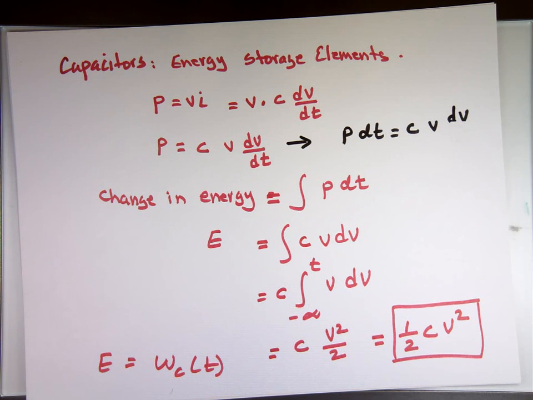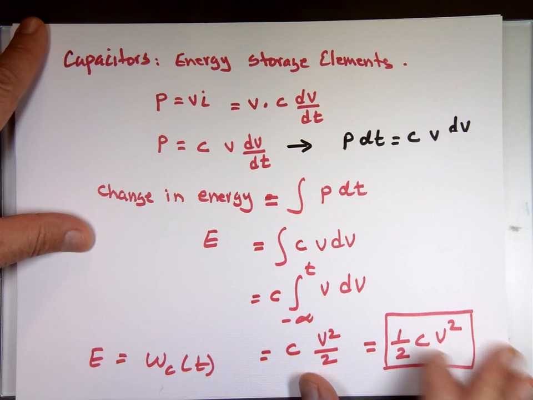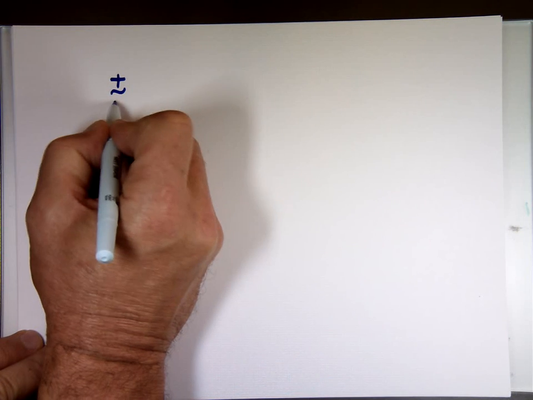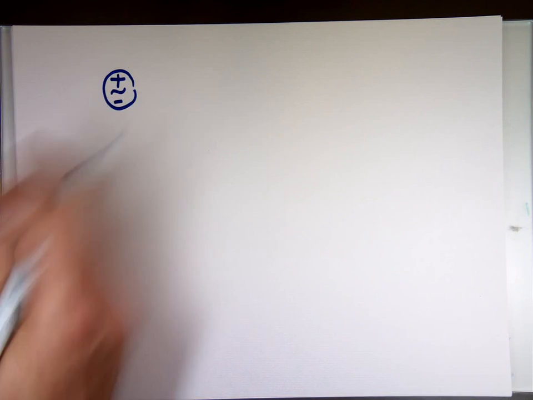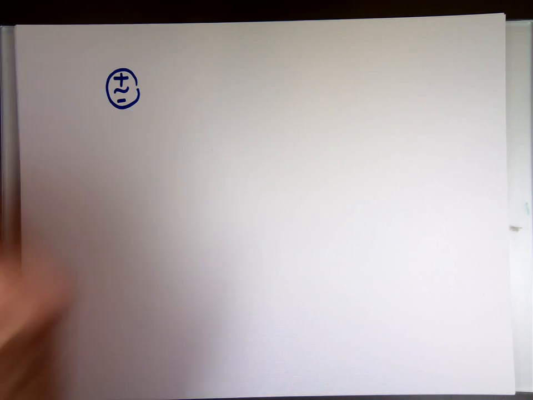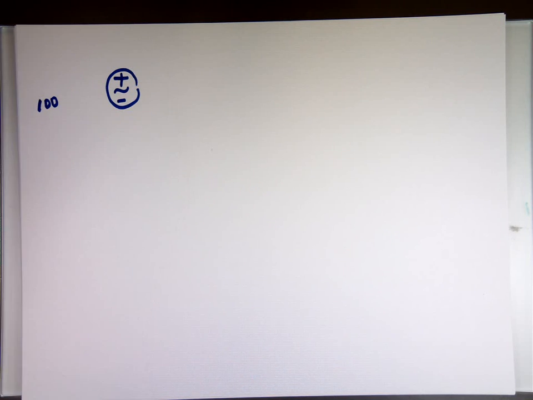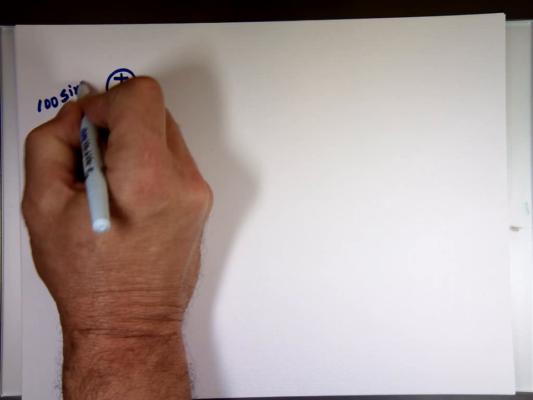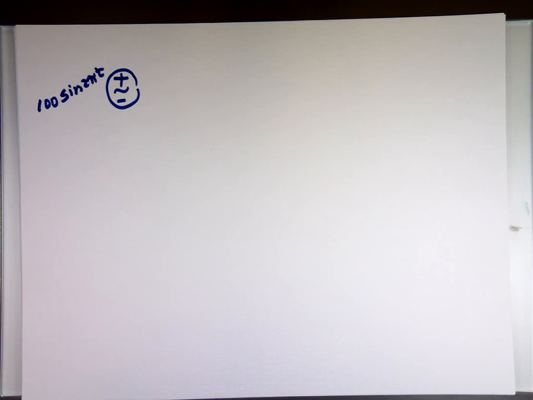Let me take an example, run it through, and see what we have. Here's my circuit. When you have an AC source, you usually put a plus and a minus with that squiggly line. That tells you it's an AC source, like sine or cosine. This one is 100 sine 2 pi t.